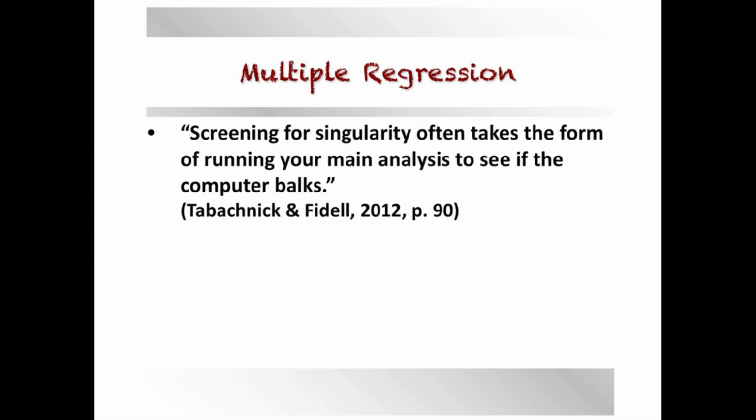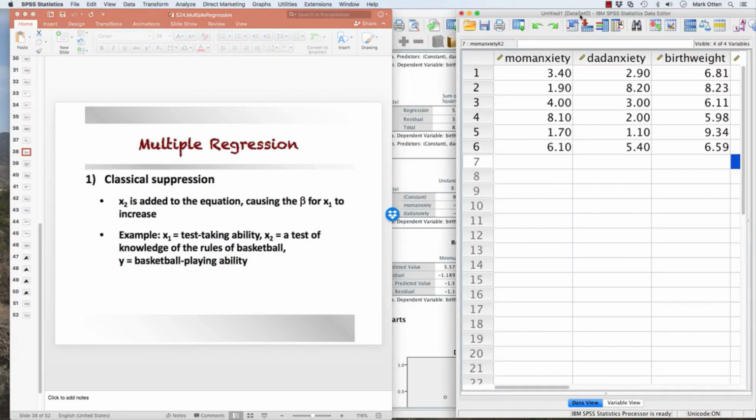So Tabachnick and Fidell, the wisdom here is that screening for singularity often takes the form of running your analysis to see if the computer balks. So that's what happens. Of course, before you get to that point, let's say you're about to include that average or that index value in there, and you realize, oh wait, that's a linear combination of the other two IVs. Then you can take that out and be proactive to prevent singularity, ideally.